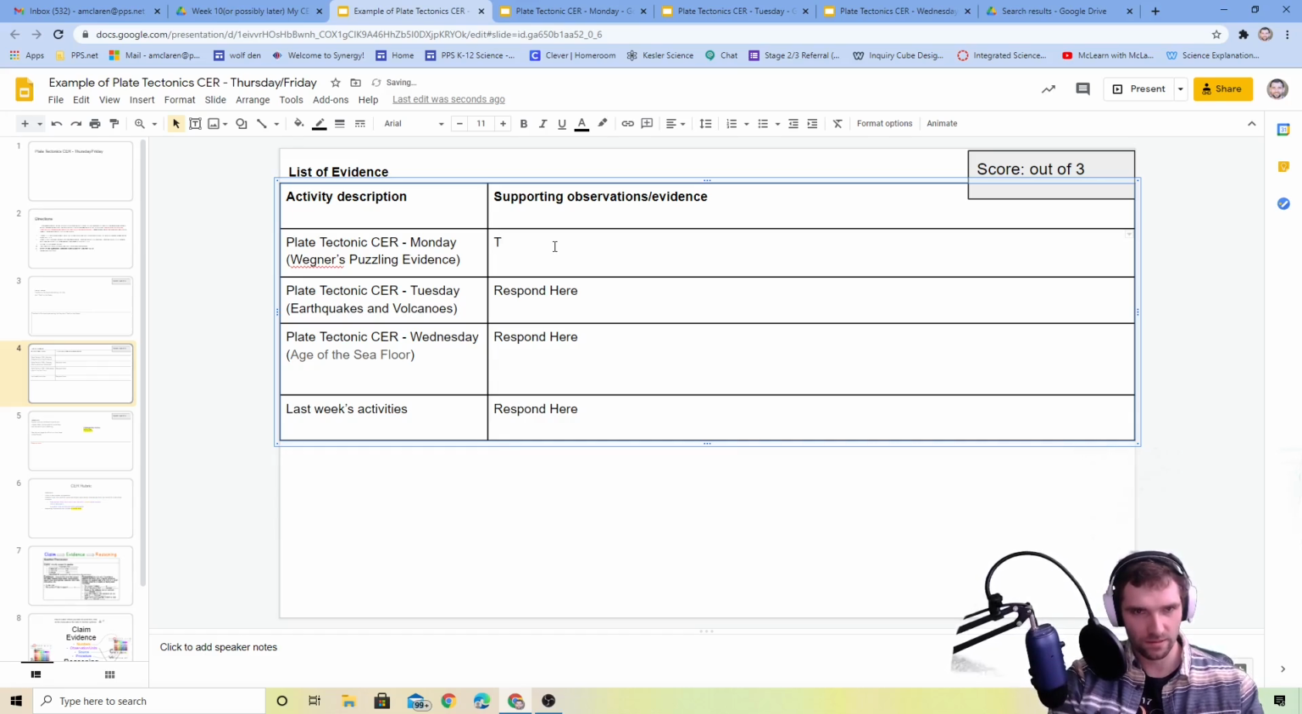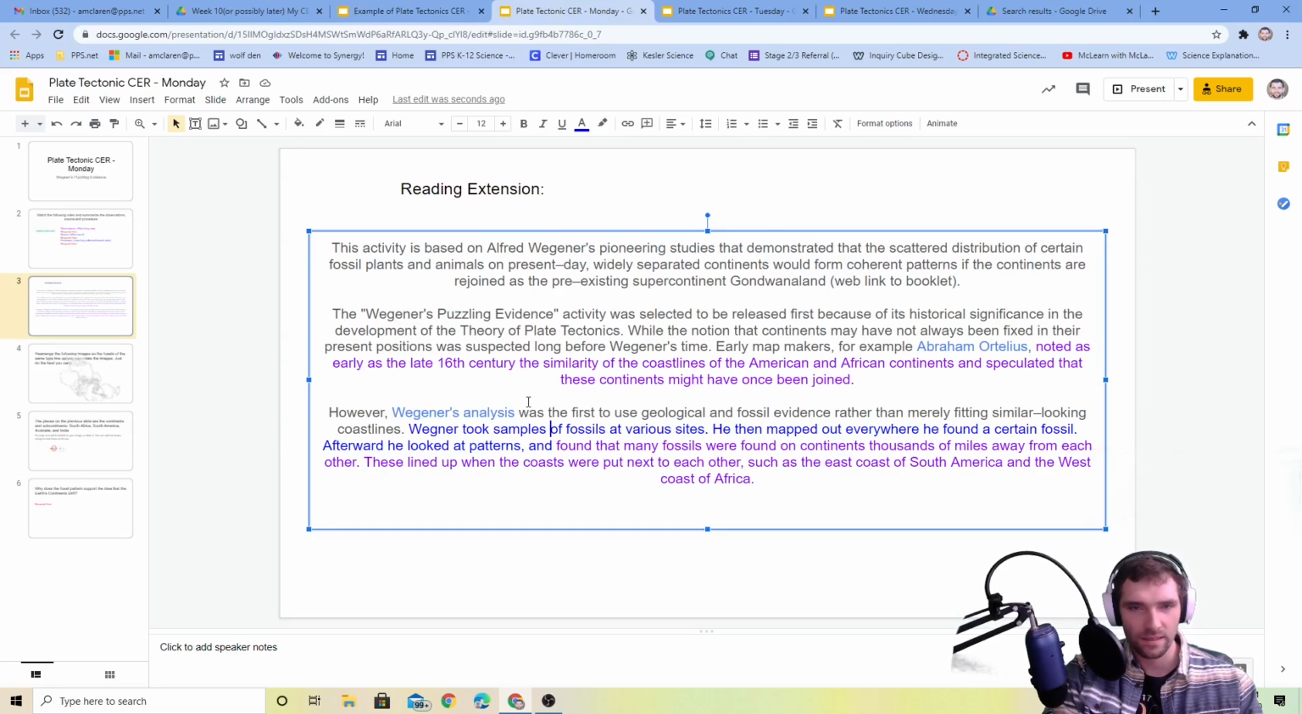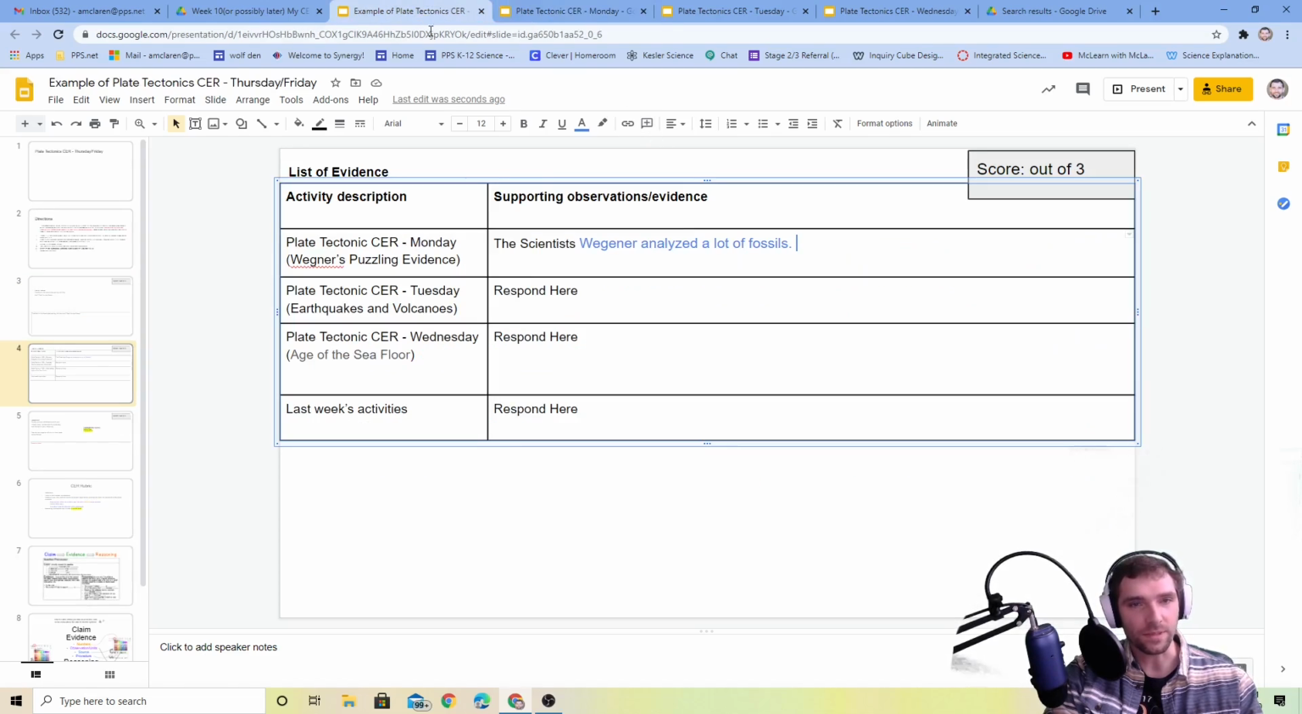So the scientist Wegener analyzed a lot of fossils. So that's basically our source. And then we can say kind of what he did. And this is honestly kind of good from here.